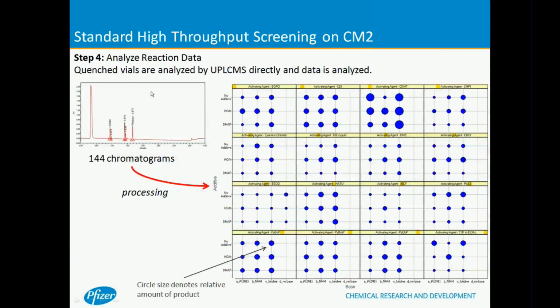And that brings me to the last step, where we're analyzing our reaction data. The quenched vials are analyzed by UPLC mass spec. We get 144 chromatograms, which are processed partially by Empower and partially by hand, and moved into Spotfire. And so what you'll see on the right is actually the output of the screen. So the size of the circle is going to denote the relative amount of product, and then you have a grid representing all of the different conditions run. So a large circle would be the most product.